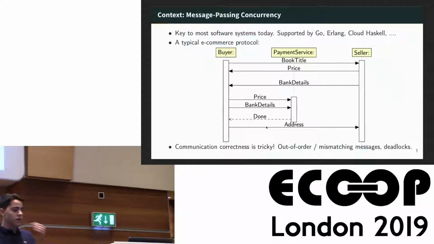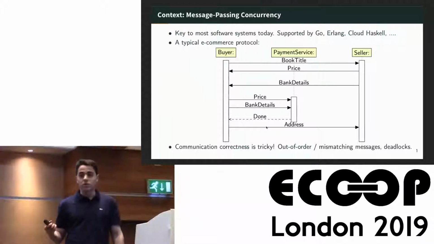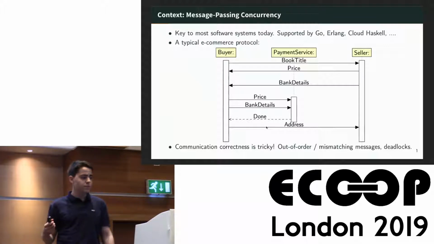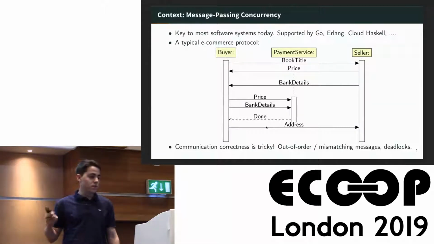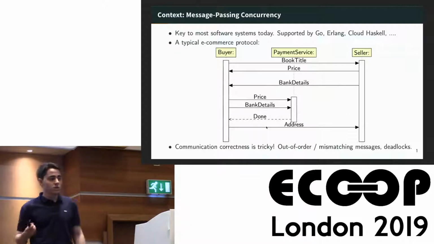First, the buyer wants to interact with the seller. It sends a book title. Then the seller responds with the price of the book, and after that, the bank details. And then the buyer asks a payment service to carry out the payment on his behalf. So it sends the price and the bank details and then waits for the status message on whether this payment is actually carried out. And if this is all good, then it sends the address.